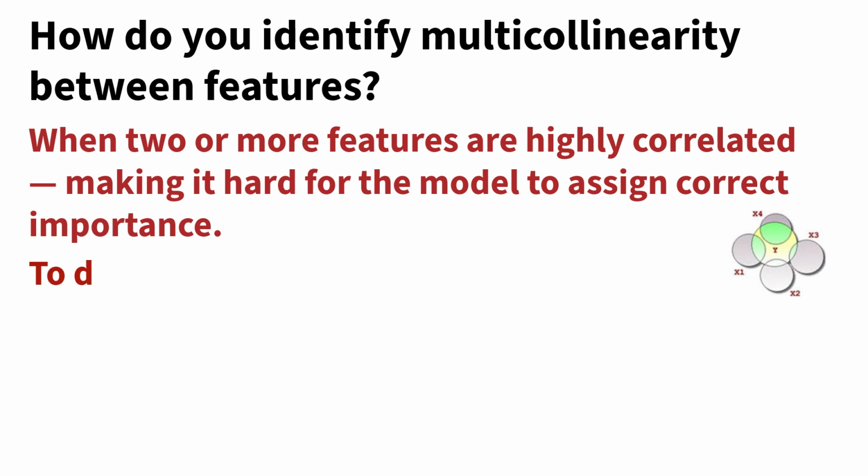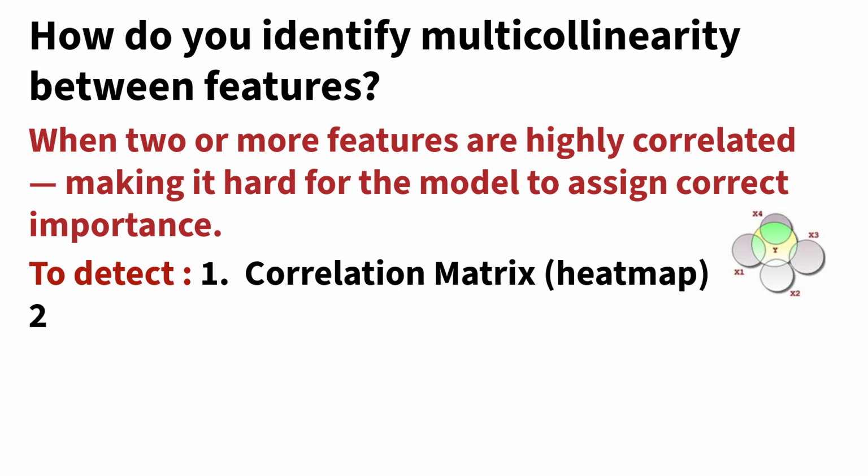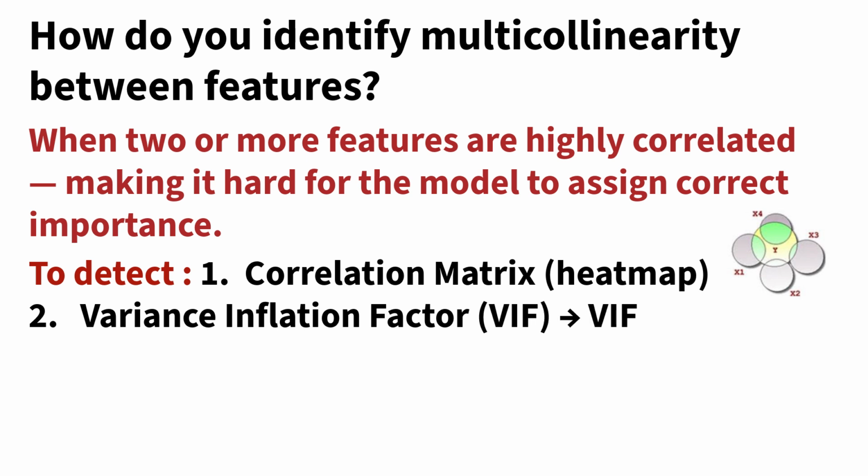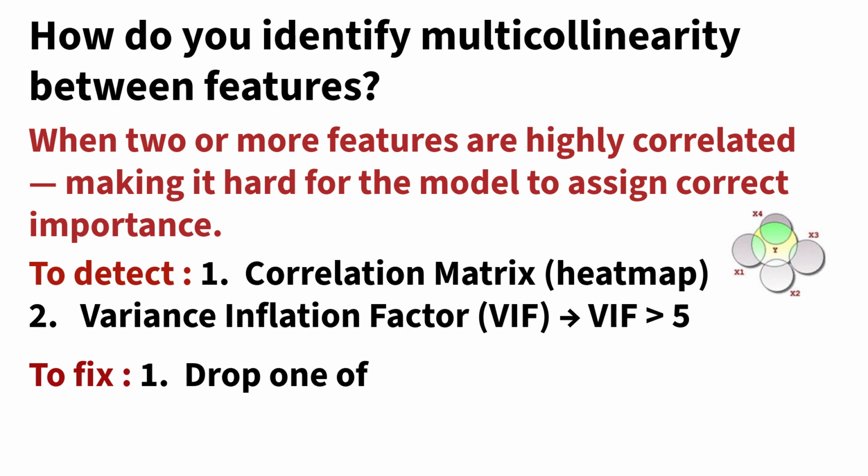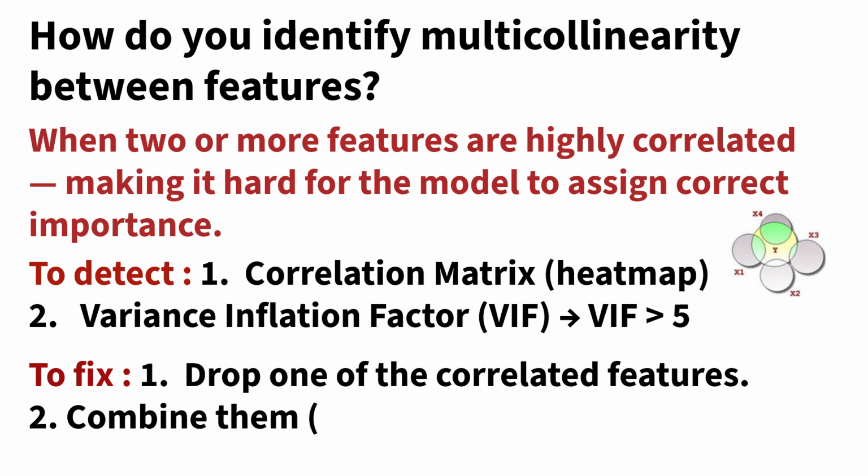To detect it, you can use a correlation matrix, or the so-called heat map. It shows how features relate. Or you can use the variance inflation factor, VIF. If the value of VIF is greater than 5, it often indicates multicollinearity. To fix this, we have a simple solution: drop one of the correlated features, or you can combine them using methods like PCA, principal component analysis.